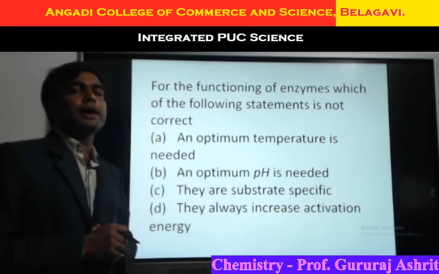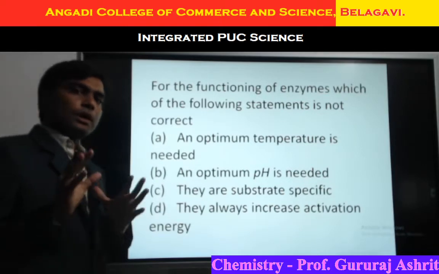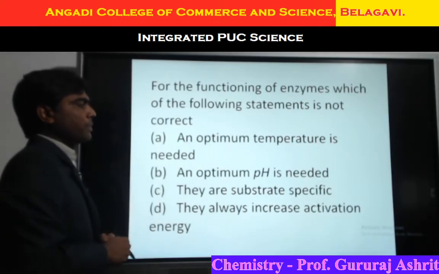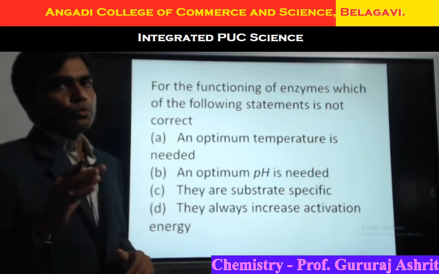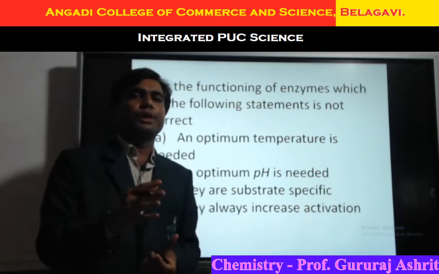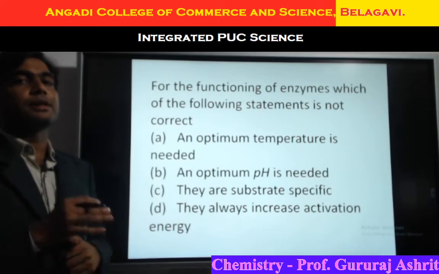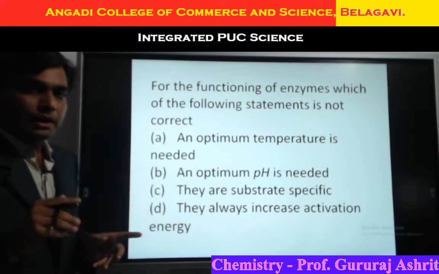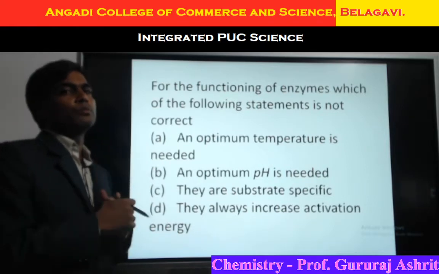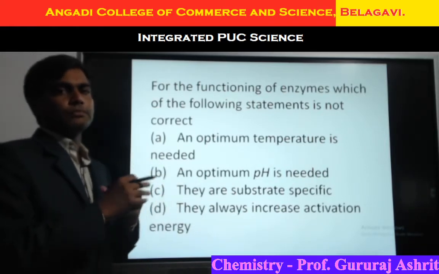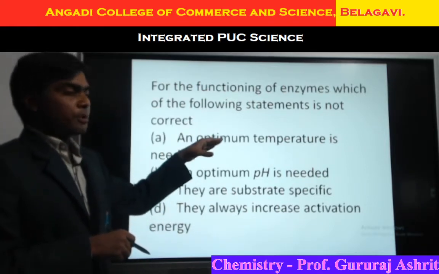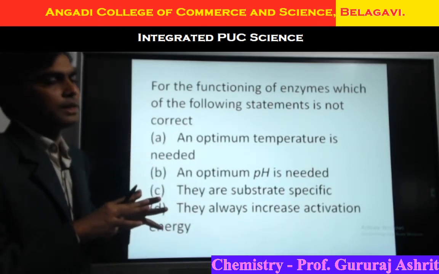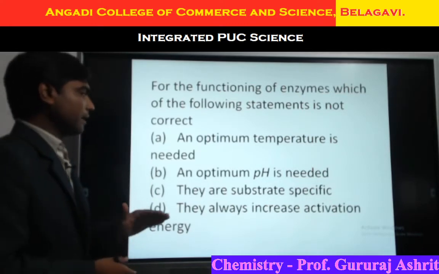When you learn the characteristics of enzymes, some points he has given. First one, an optimum temperature is needed. We know that the average temperature of the human body is 37 degrees Celsius. Then the humans will be healthy, and if you decrease or increase the human temperature, it is harmful. So is optimum temperature required? Yes. If optimum temperature is there, enzymes work correctly.